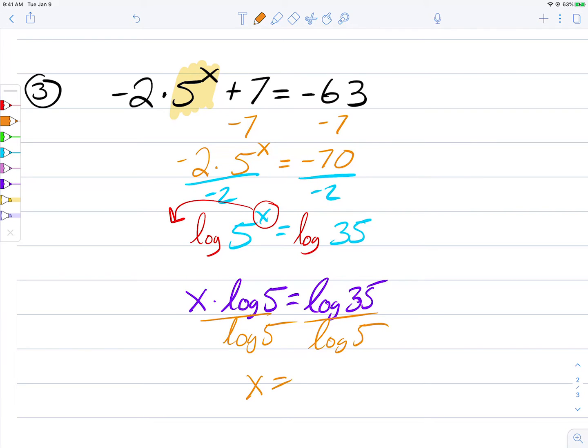So if I put into my calculator the log of 35 divided by the log of 5 and hit my equal sign, I get that x is about, I need to make that a squiggly equal sign because it's about 2.21.